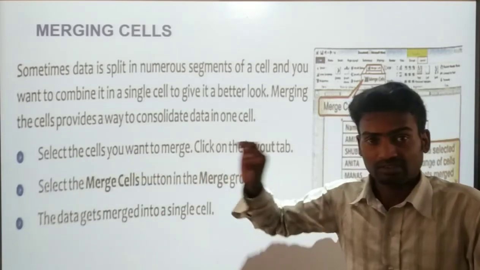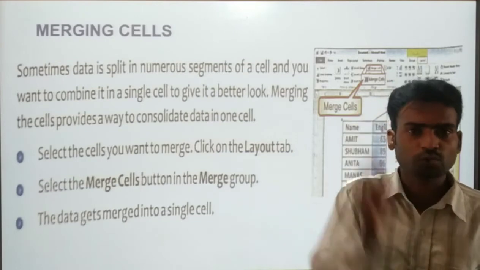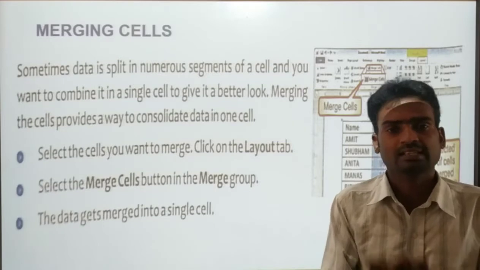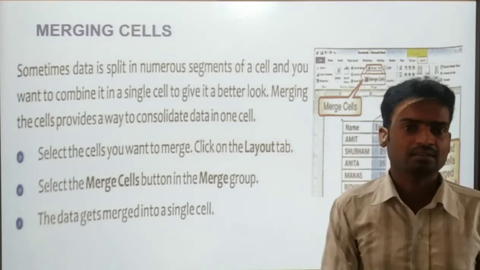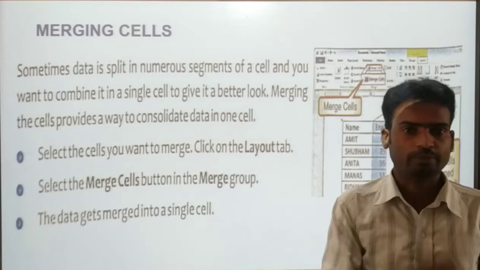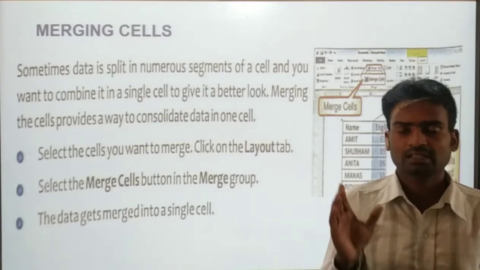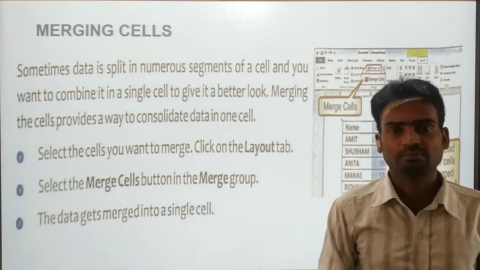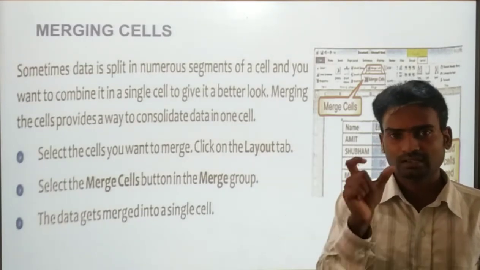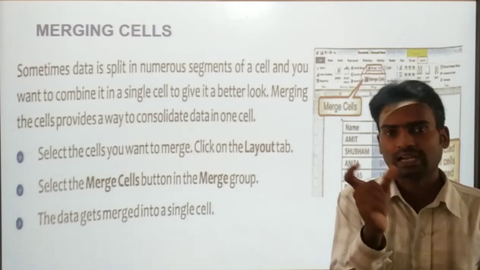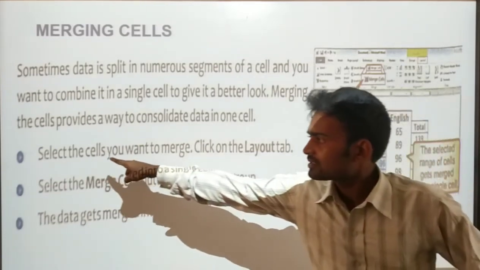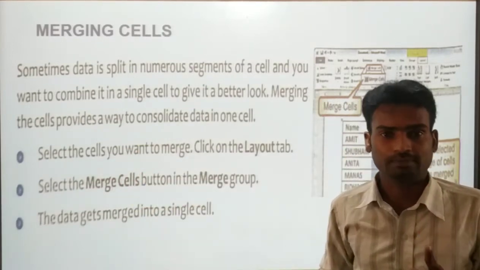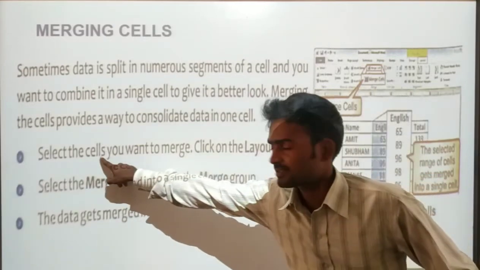For whatever modifications we do, before doing that, we have to select the particular cells or particular object. If we don't select it, that work will not be done. We cannot modify it. So before starting the modifications or formatting, we have to select the particular areas. Select the cells, not a cell. Cells means more than one, plural form.